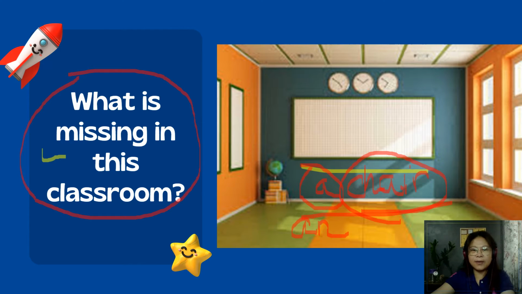Okay, so what is missing in this classroom? You write, for example, a chair. Okay, do not forget to use a and an before a noun.